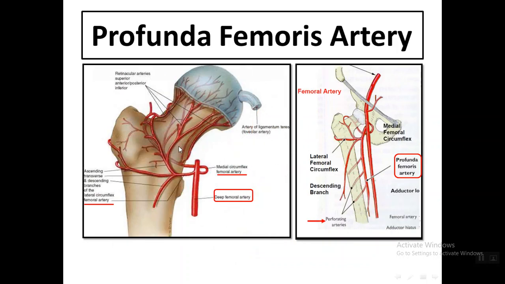This is the profunda femoris artery, or the deep femoral artery, and as it emerges, it will give the medial circumflex femoral artery and the lateral circumflex femoral artery. Then it will continue down and give the perforating arteries, and it will end as the fourth perforating artery.